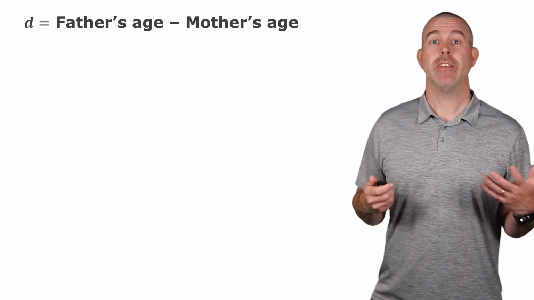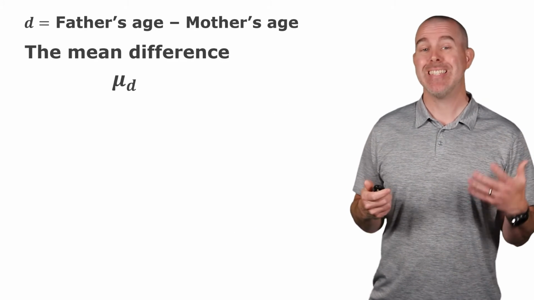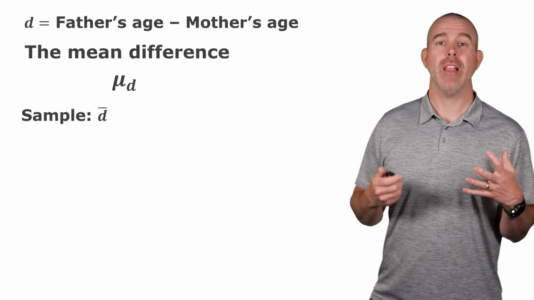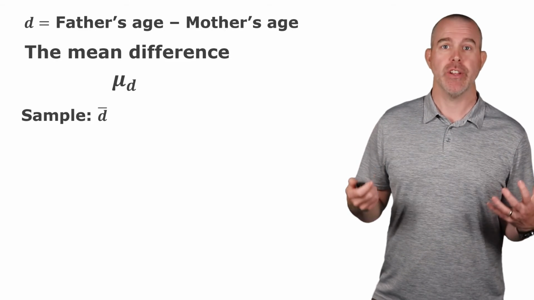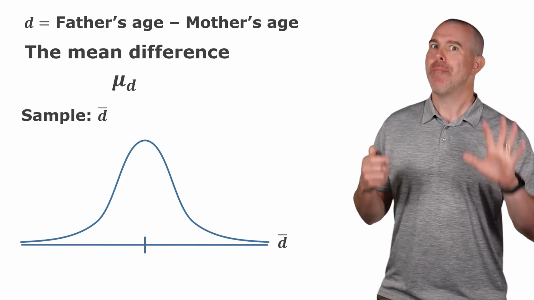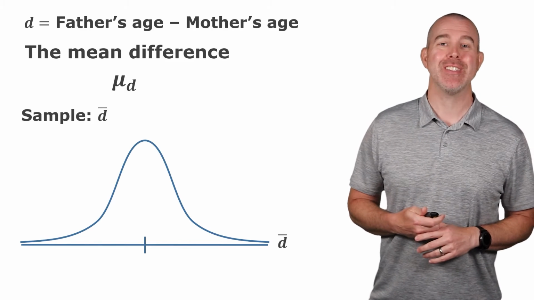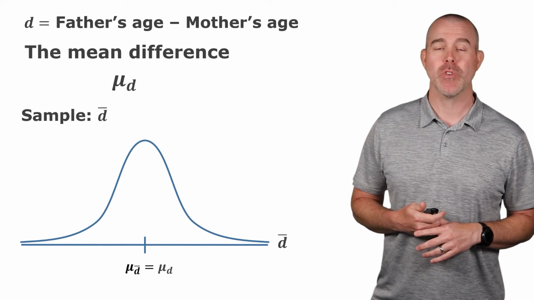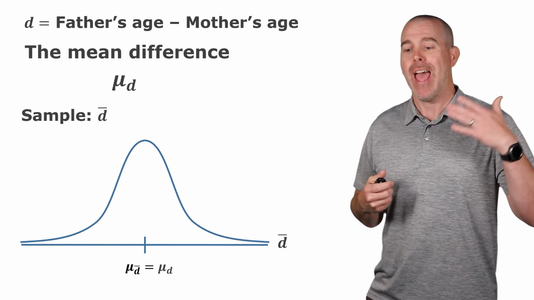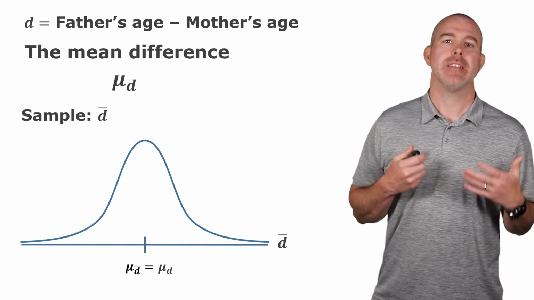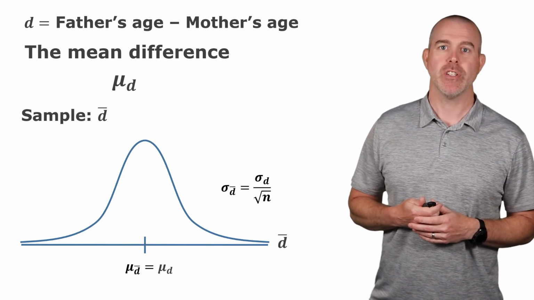So let's talk about the distribution for the mean difference. At the sample level, we'll call it D bar, the average difference. This is going to shock you, but under certain conditions, that average difference is approximately normally distributed, where the mean average difference will be the same as the population average difference.